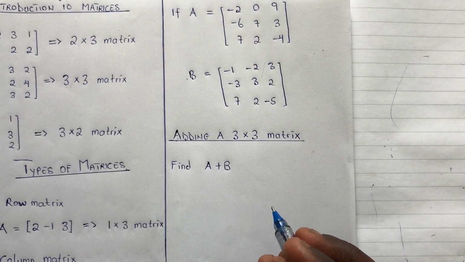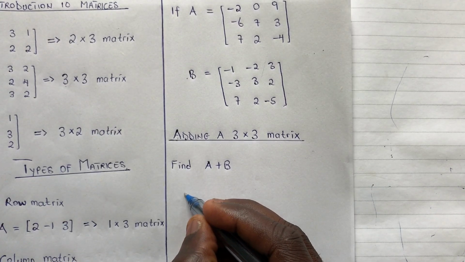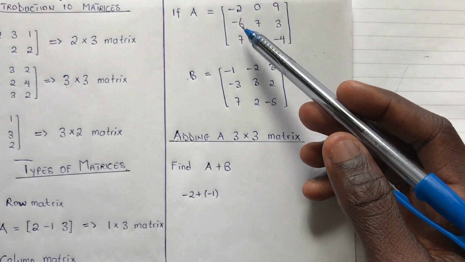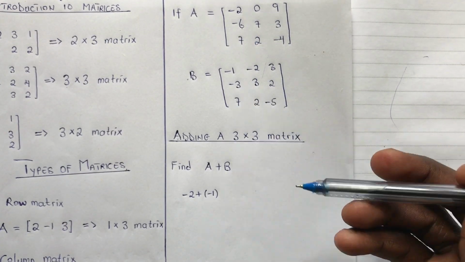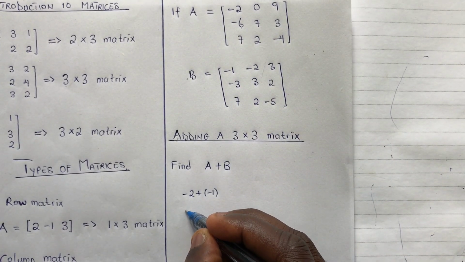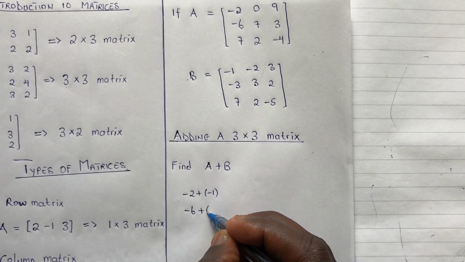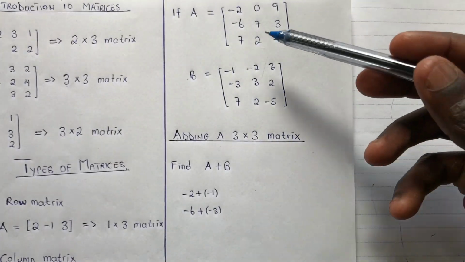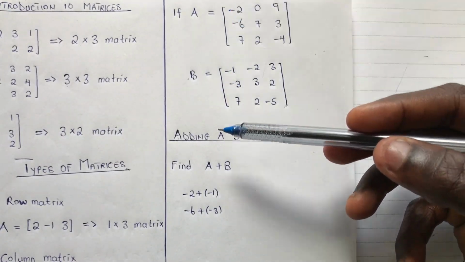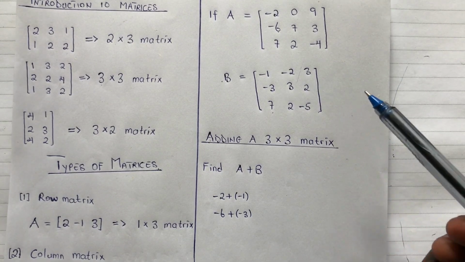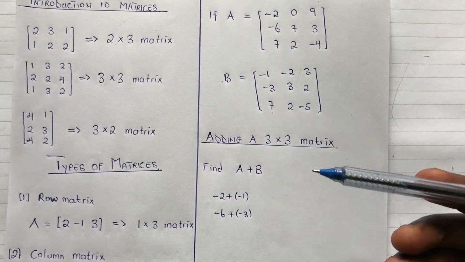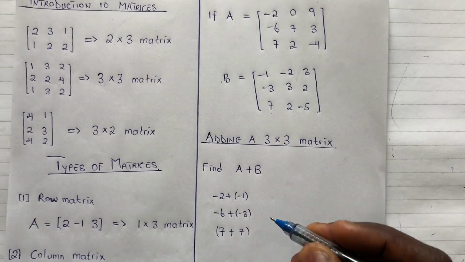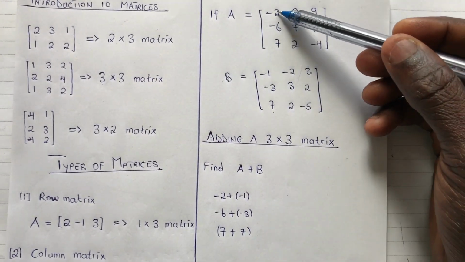So when we start, we have minus 2 plus this minus 1. Then we move on to negative 6 plus negative 3. So we bring it here. Next 6 plus next 3. You decide to add in rows or in columns. So I am adding in columns. So I'm moving downwards. So the next value is 7 plus 7. Then I'm done adding this side to this side.